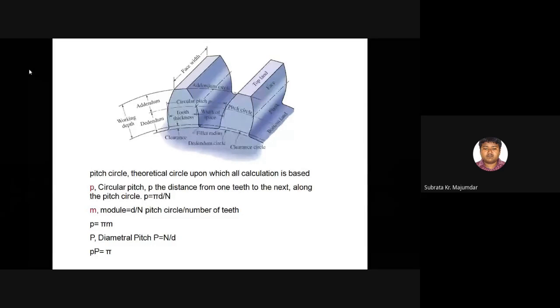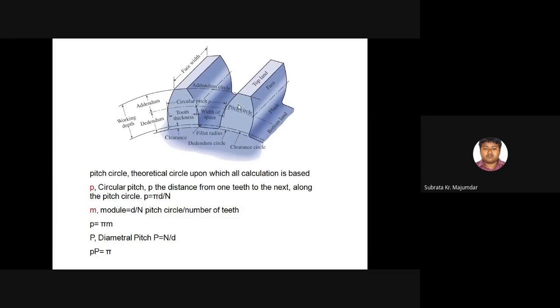The first one, look at my pointer. This is considered the pitch circle. Now, what is the pitch circle? It is an imaginary circle which, by pure rolling action, gives the same motion as the actual gear. Which one is the pitch circle? It is an imaginary circle which, by pure rolling action, gives the same motion as the actual gear.